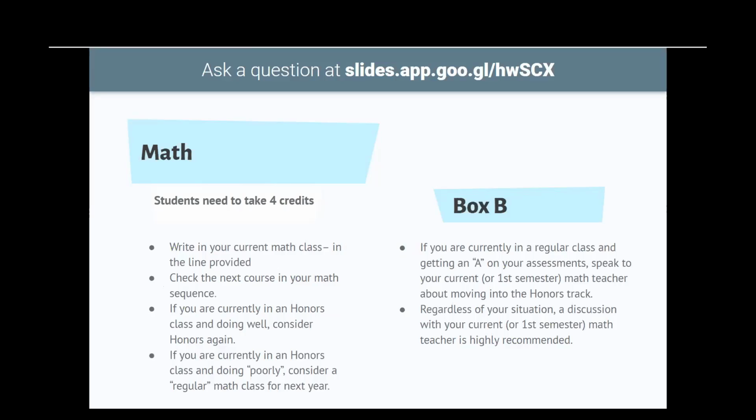Moving on to math. Some of you might remember during my presentation in 8th grade, I talked about how important it was to choose your math path. I will show you in my next slide the progression of math. If you're currently in algebra, you'll simply write algebra on your card as your current math class, and you will be taking geometry. If you're in geometry, you'll move to algebra 2, and so on. So you want to make sure that you are noting those things on your card.